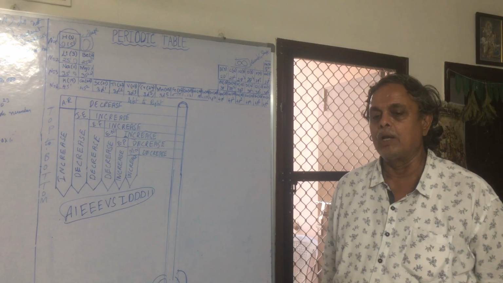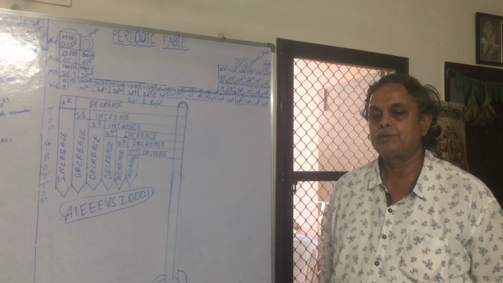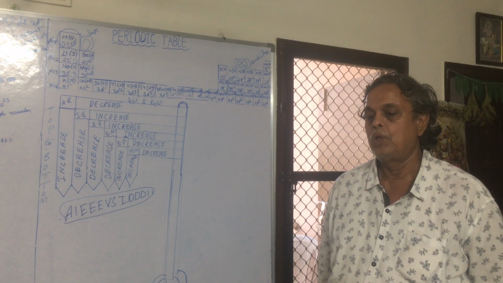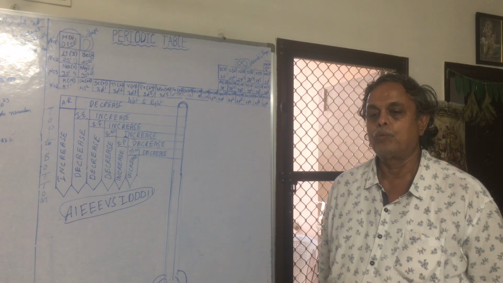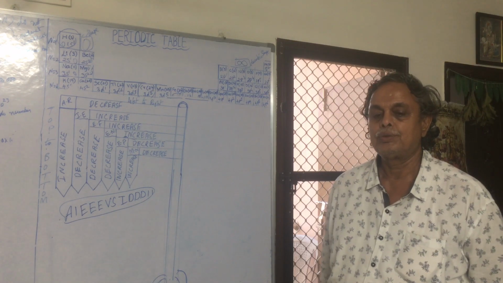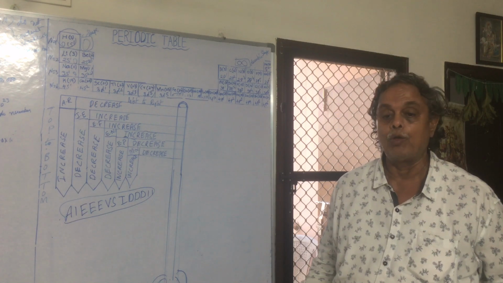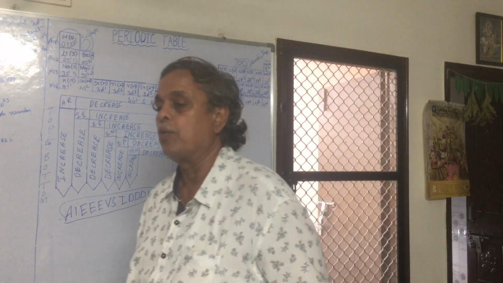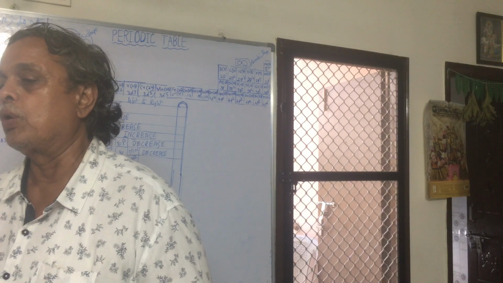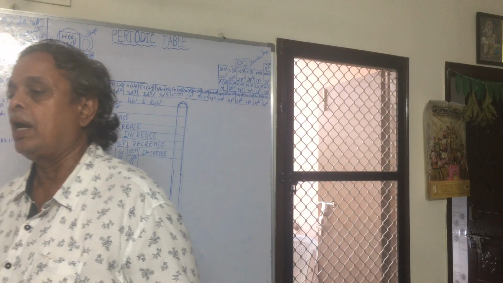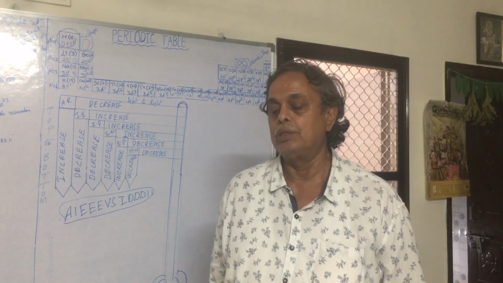Then the next, ionization energy. The required energy to remove an electron from the atom is called... The liberated required energy to remove an electron from the outermost shell, or atom, is called ionization energy.